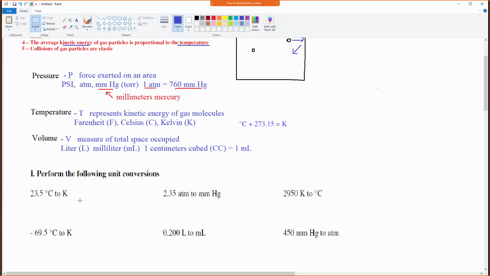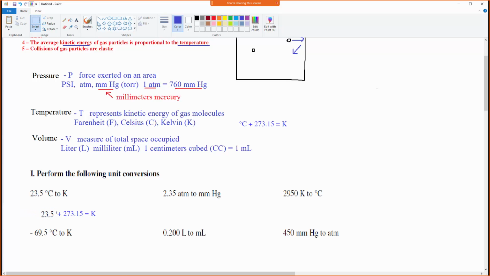Okay, so let's do this one. Degrees Celsius to Kelvin. How am I going to solve this problem? Perfect. Nicole says, I'm just going to plug it into this handy formula. I want Kelvin, and I'm given 23.5 degrees Celsius. So I'm just going to insert that right there.